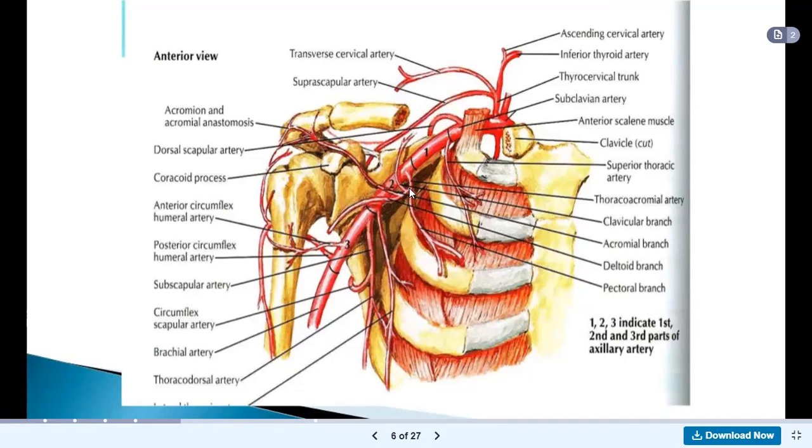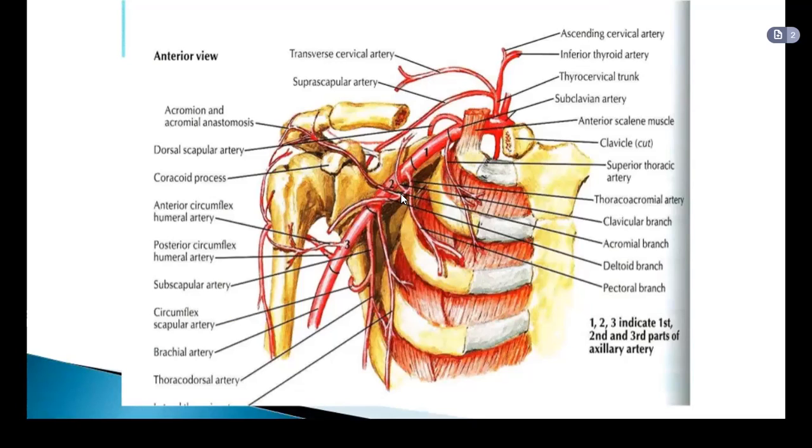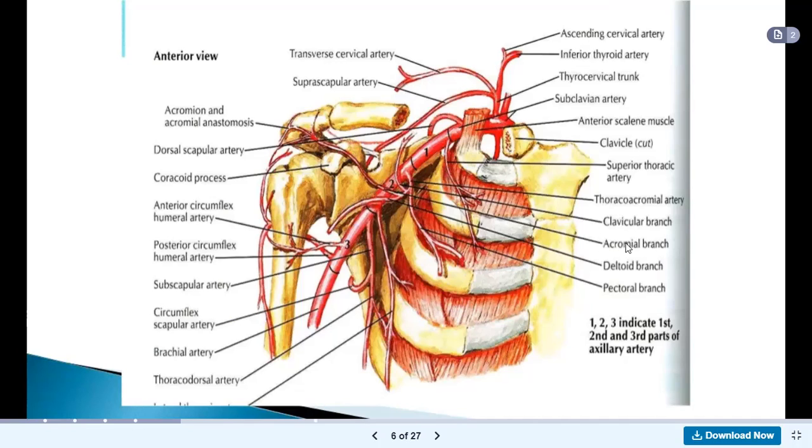And then this thoracoacromial artery gives off several branches. So you have your acromial branch, going to supply the acromion. Then you have your deltoid branch, which will go and supply the deltoid muscle. Now, apart from that, we also have what we call the pectoral branch, which will supply some of the pectoral muscles.